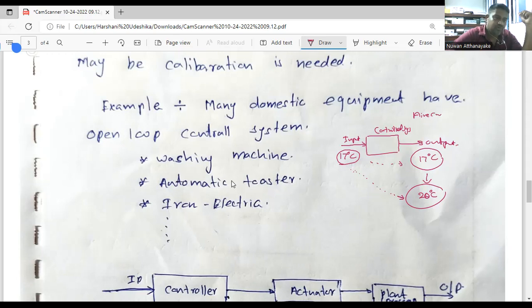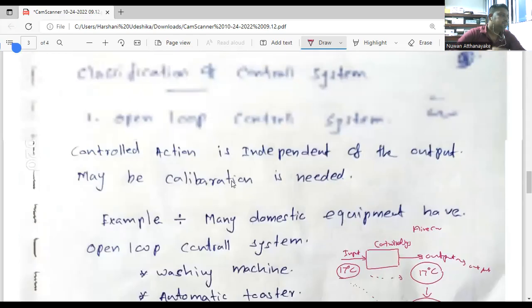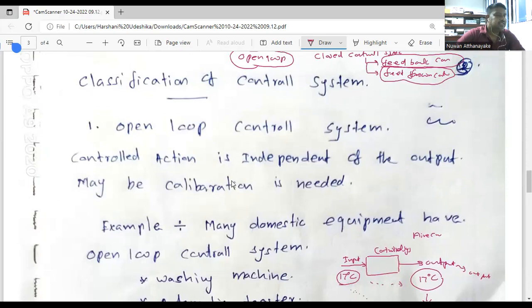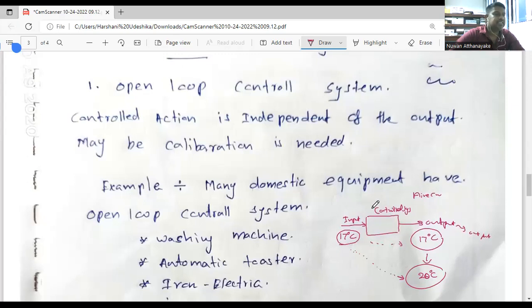So what is the output? It may be any output, but that is not directly dependent on the input. So here the control action, not the control variable, the control action, is not dependent on the output, because it doesn't measure the output again.